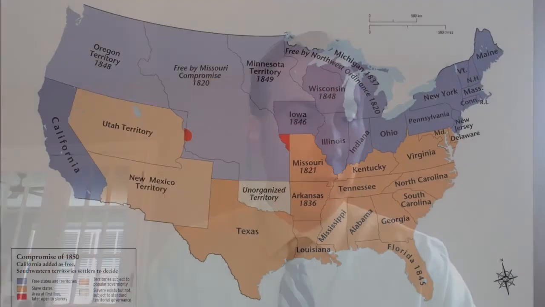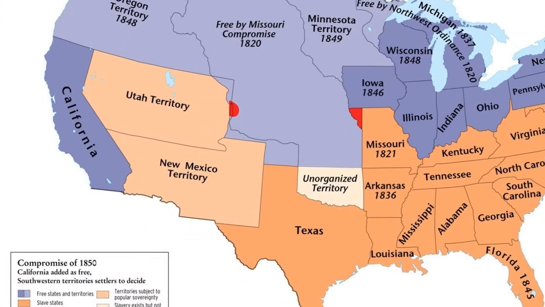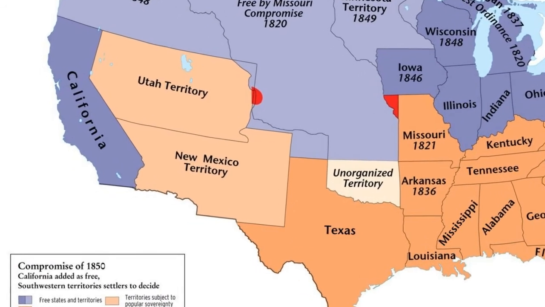So the Compromise of 1850 was designed to try and balance the needs of both the North and the South in regards to the dispute over California. And it really had four major components. So first, California was admitted to the United States as a free state, which satisfied the northern states.